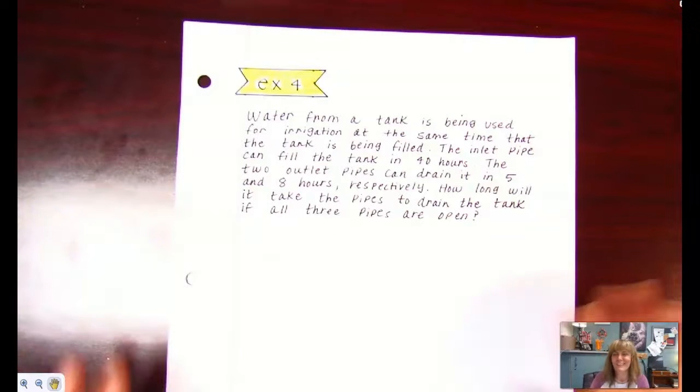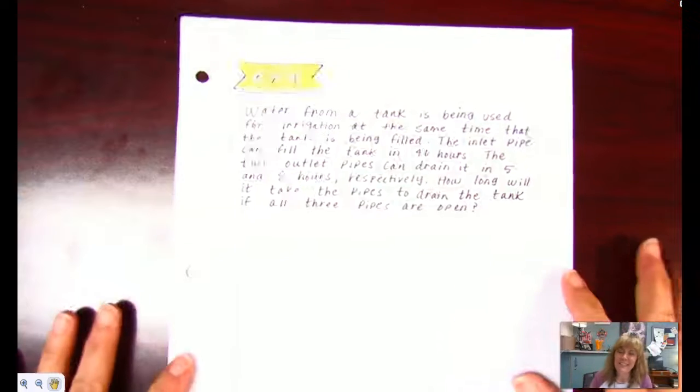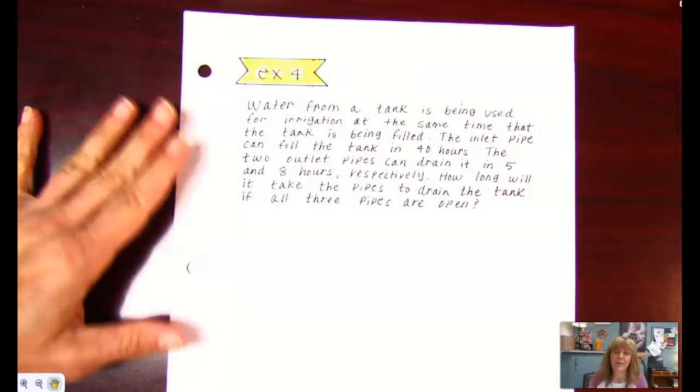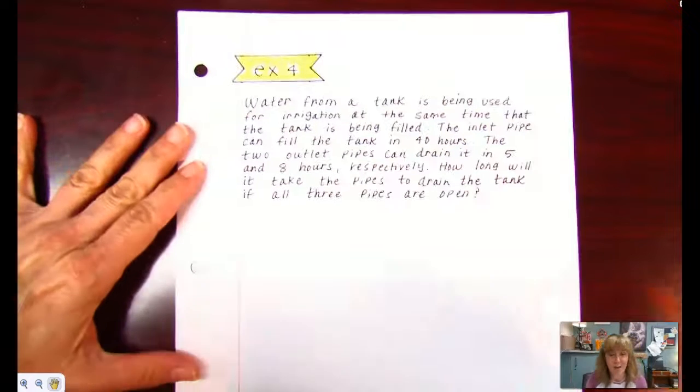Example 4. So I'm going to show you I did all this work, and then you're going to see it's just a big waste of time. But here we go. Water from a tank is being used for irrigation at the same time that the tank is being filled. The inlet pipe can fill it in 40 hours. So the inlet is the water pushing it into the tank. That takes 40 hours to fill the tank all the way to the top.